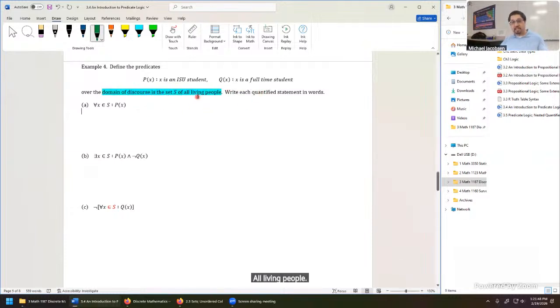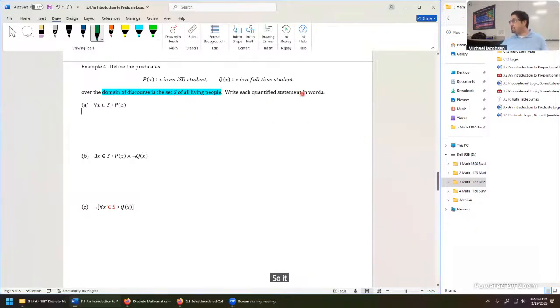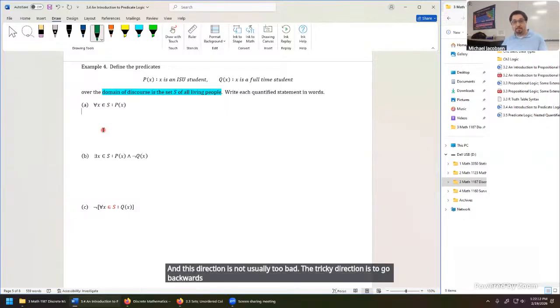Living people here is just to be specific. I feel like it's weird to say all people, because then it implies the question of, are you talking about all past, present, or future people in that set? We're just saying everyone alive. So it says write each quantified statement in words. And this direction is not usually too bad. The tricky direction is to go backwards in this translation problem. So spend some extra time on that direction.